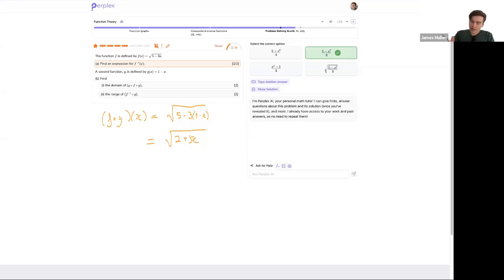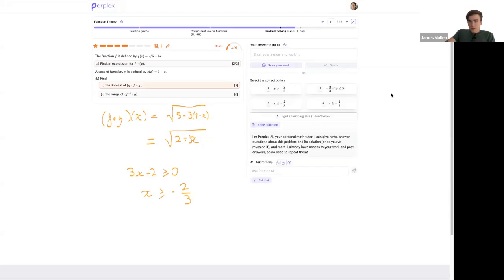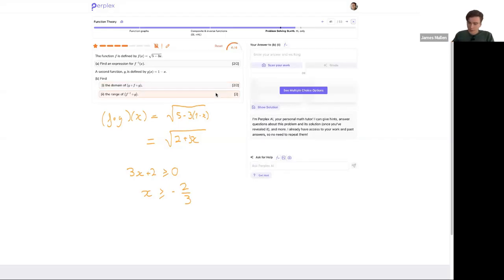So right, the inside of the square root has to be non-negative. That means that 3x plus 2 is greater than or equal to 0. So x is greater than or equal to minus 2 over 3. And that should be the answer. Greater than or equal to. There we go.